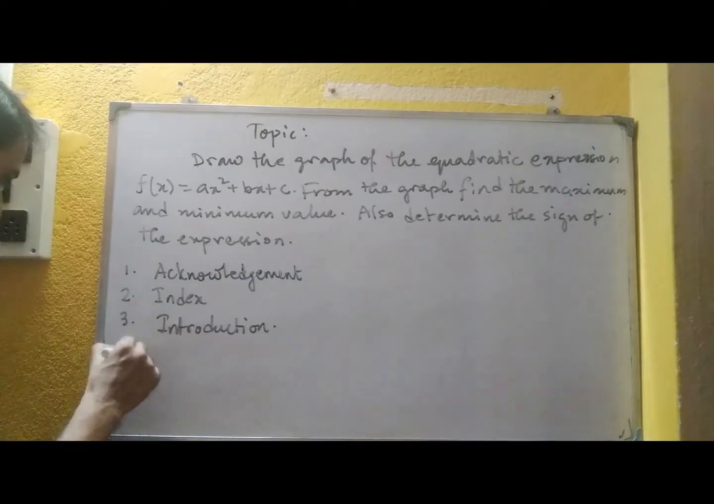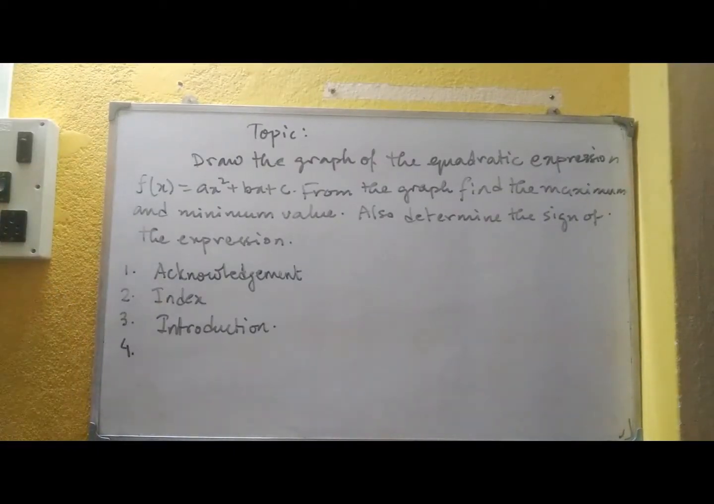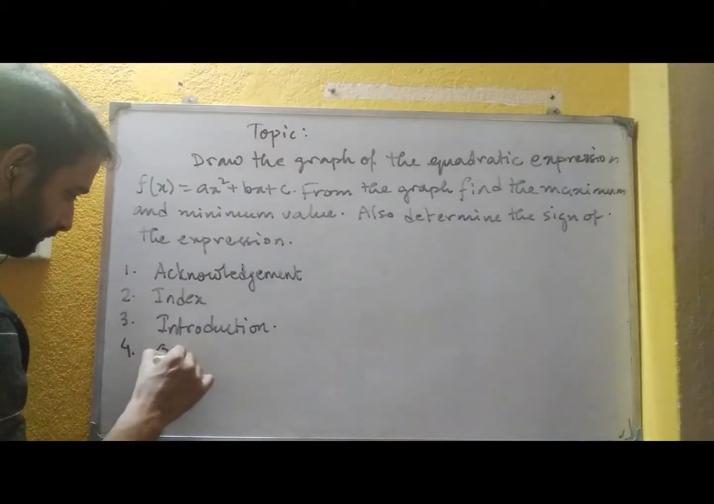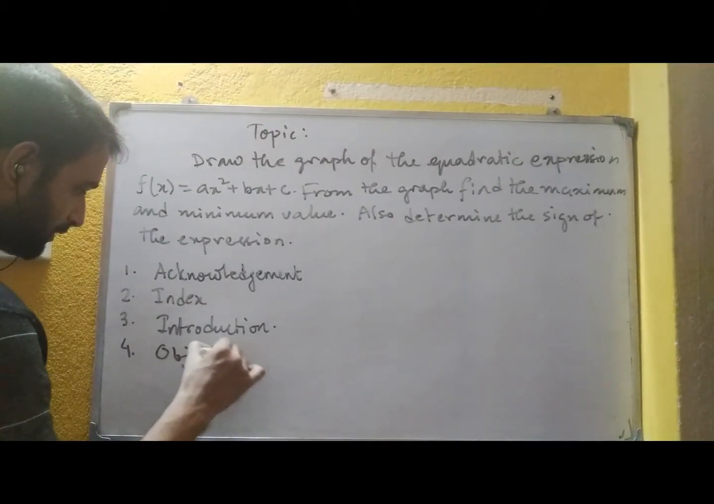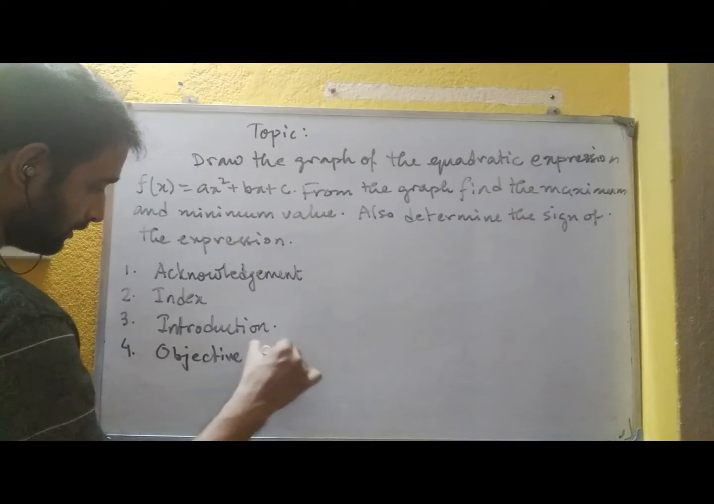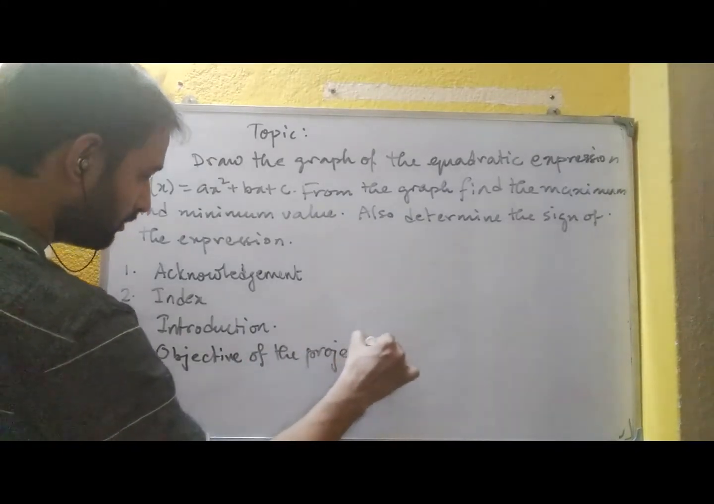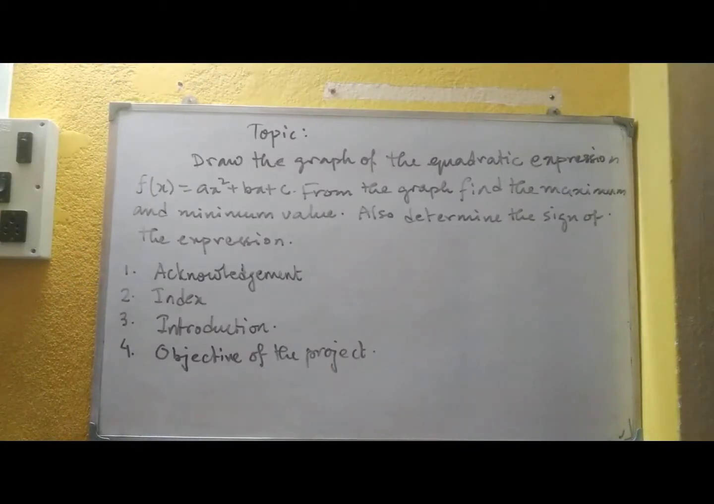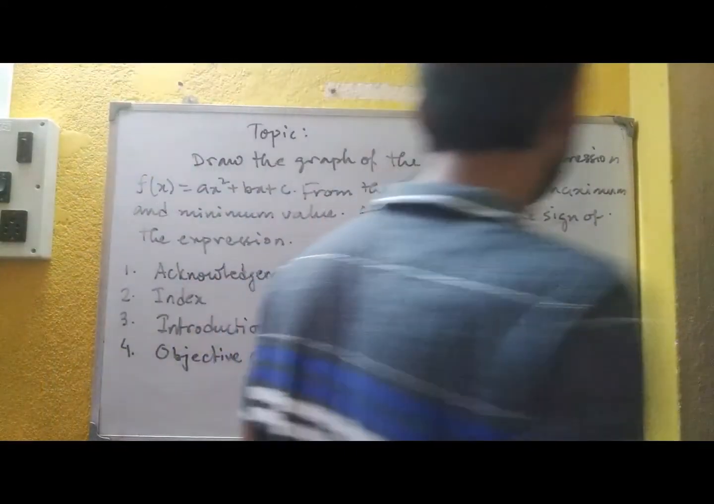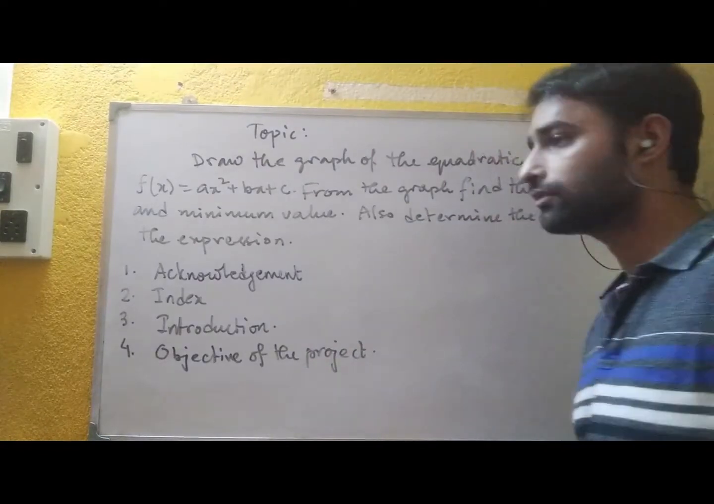The fourth page will be on the objective of the project. So what is our objective in this case? The basic objective is that from this project we will learn how to draw the graph of quadratic expressions, and this will give us more knowledge about quadratic equations.